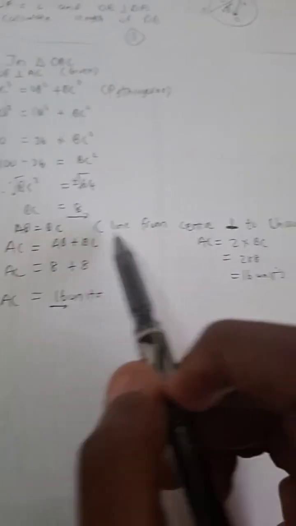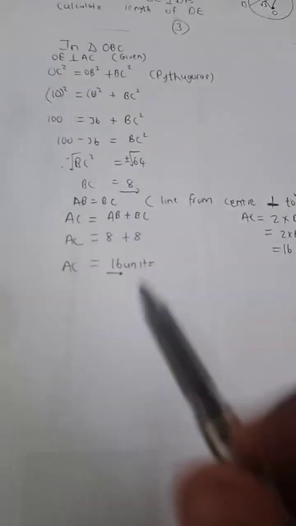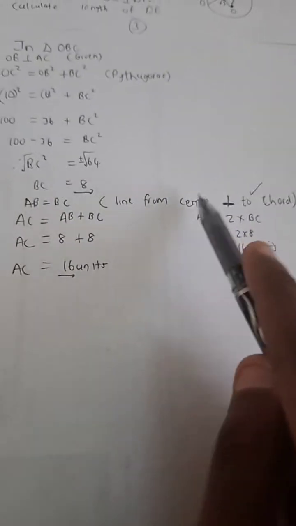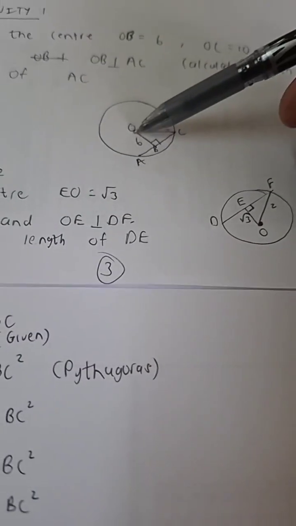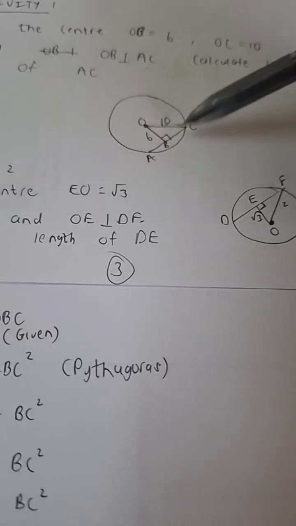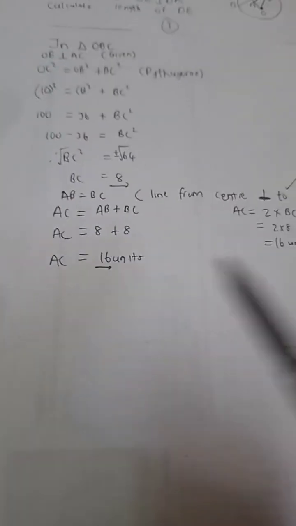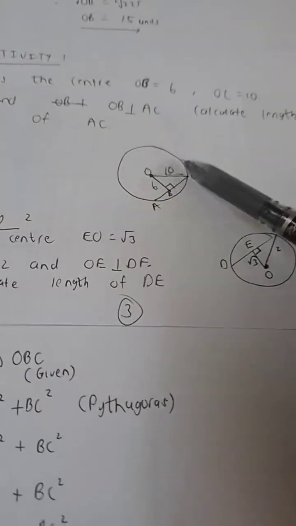But this statement is very important because this statement with its reason gives us grounds to do the work that I do below. Without this reason, this statement does not give me grounds to do anything. So that's why, going back to this theorem, the line from the center perpendicular to the chord, the result is it bisects the chord. So don't take it for granted that after you get BC is equal to 8, you just jump and say AC is equal to 16 units. Please, you need to first establish what you learned from the theorem.